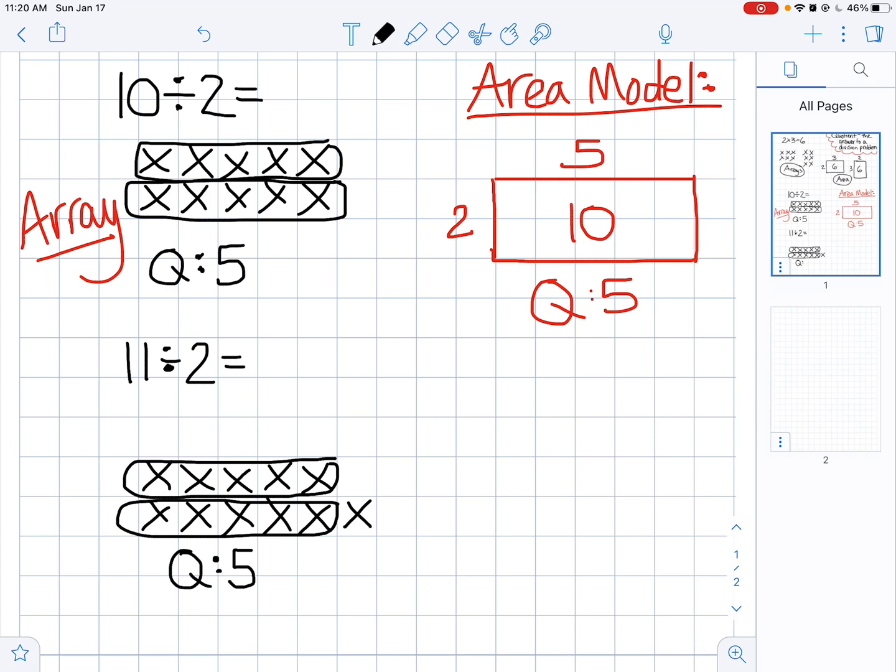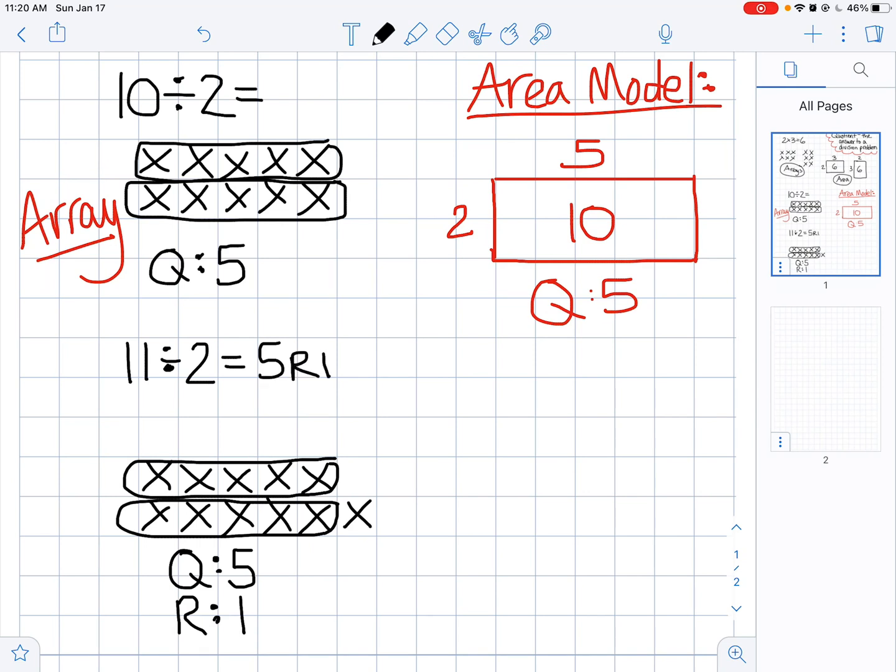5. Don't worry about that leftover right now. The question for the quotient is how many went into each equal group. Then you can write your remainder, and my remainder is 1. I have one extra left over that didn't fit equally into those two groups. And if I look at it in an area model, up here I could write 5 remainder 1.